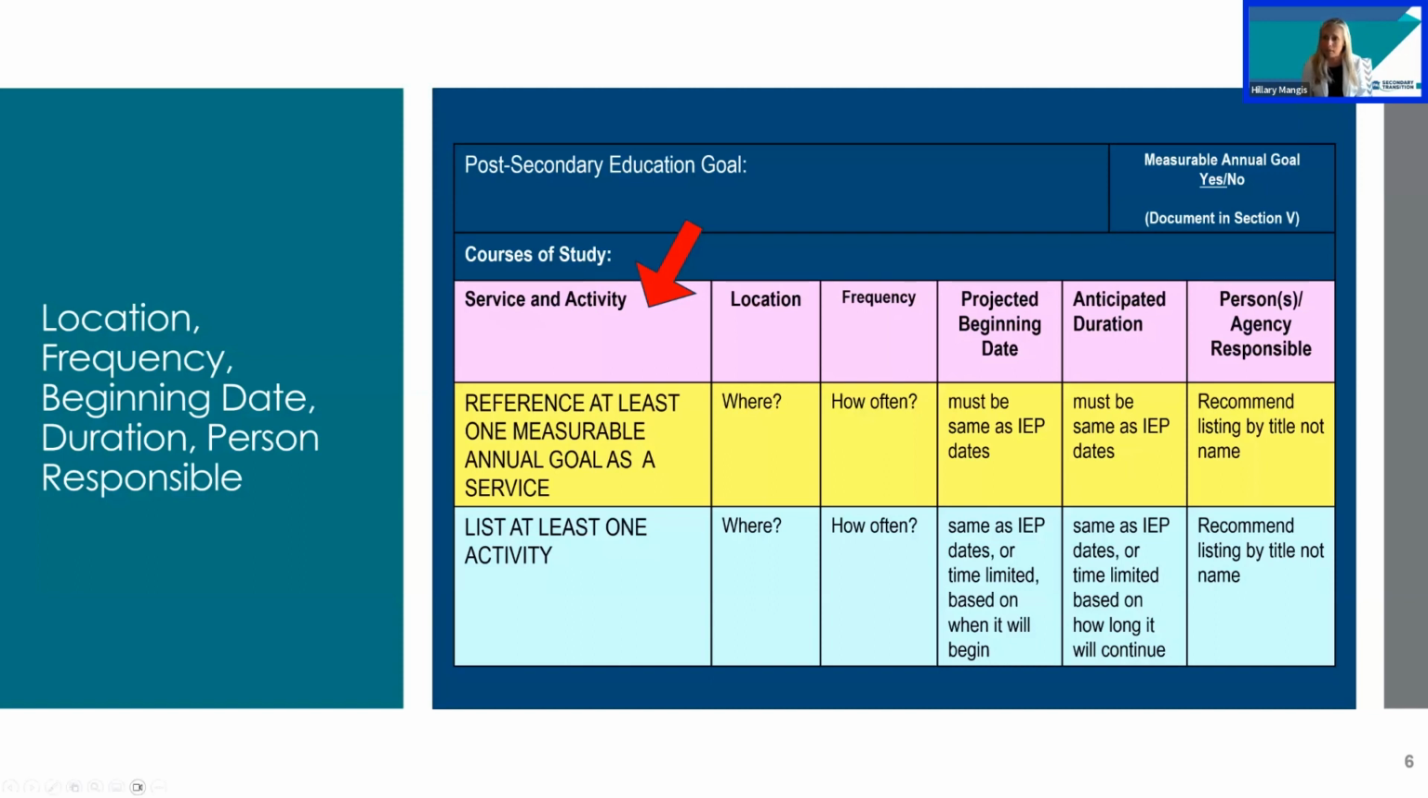And if something like that happens and you're not able to make that activity happen, that you revise the IEP and document why that activity was not able to occur.